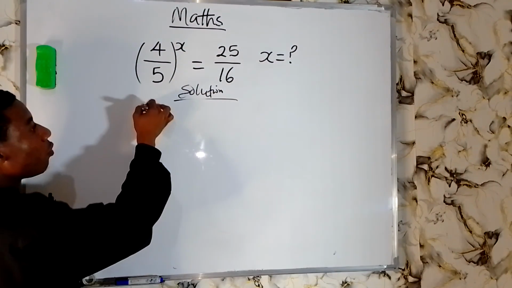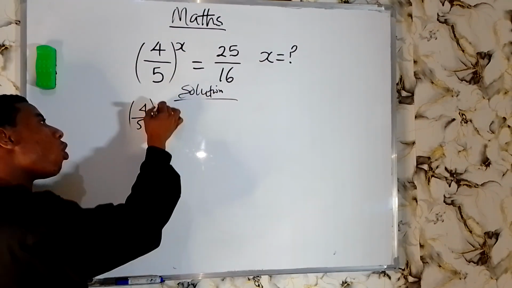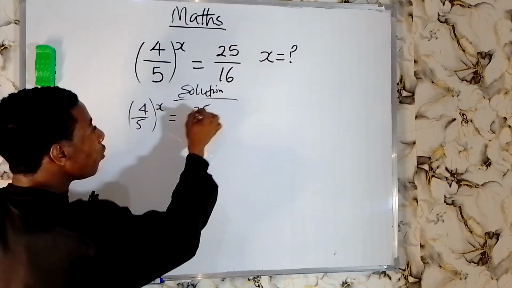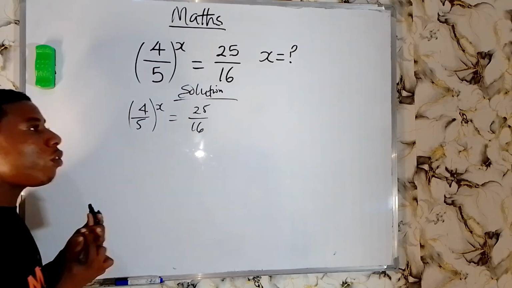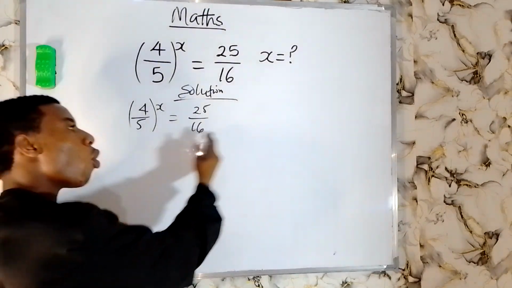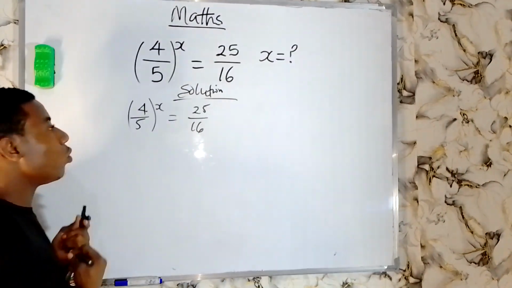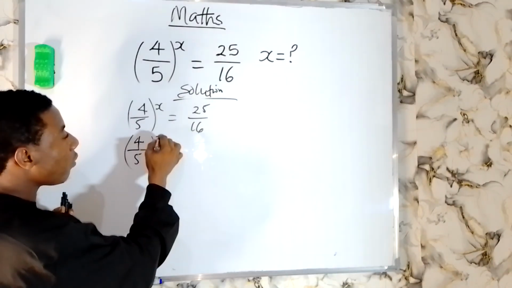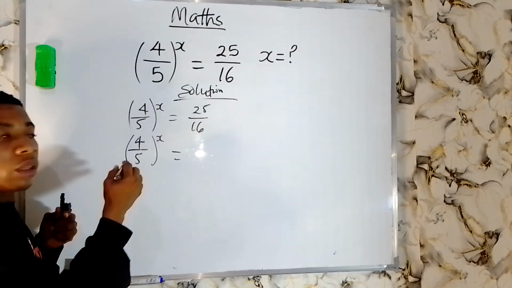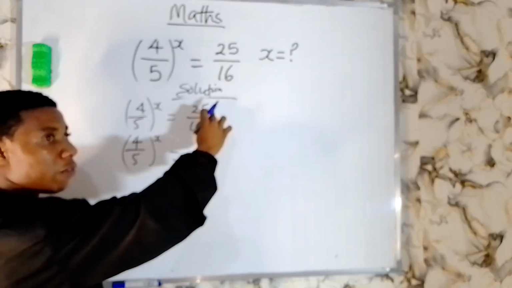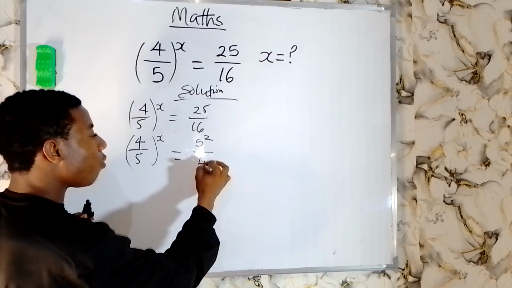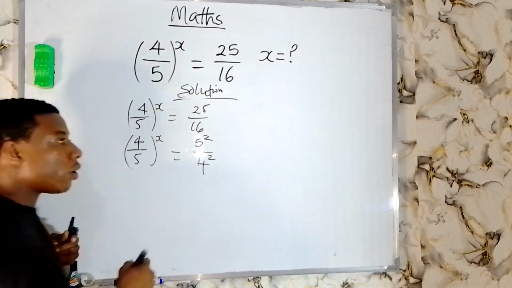So we now have here that (4/5)^x equals 25/16. What's going to happen in this question is that we're going to work more on our right hand side. So this implies that (4/5)^x equals 25/16. We can simplify it in exponential form as 5 squared over 4 squared. Of course, you know that, right?